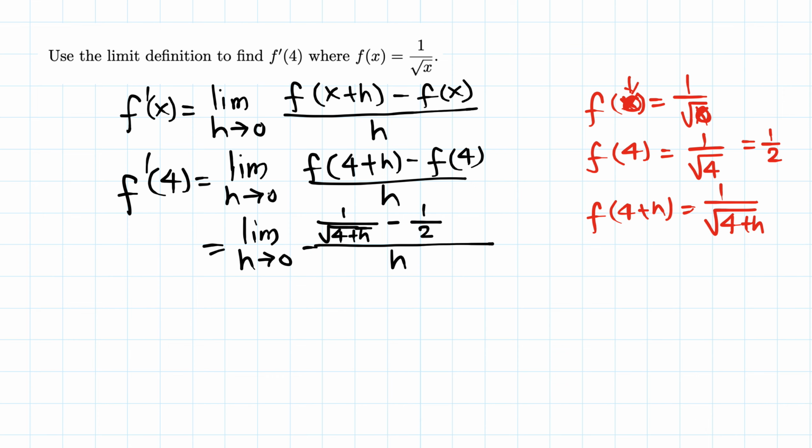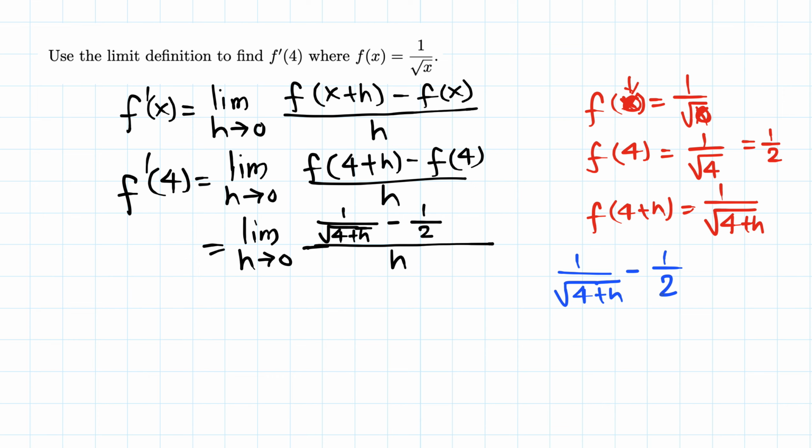Now this f prime at 4 becomes a limit problem that we've seen earlier. On the top we got two fractions, so we need to combine these two fractions, and then somehow h on the bottom, when we take h equals 0, we get 0 over 0. This h should be cancelled at some point. So let's combine the fractions on the top. So I got 1 over square root of 4 plus h minus 1 over 2.